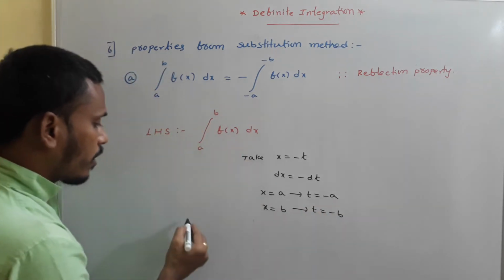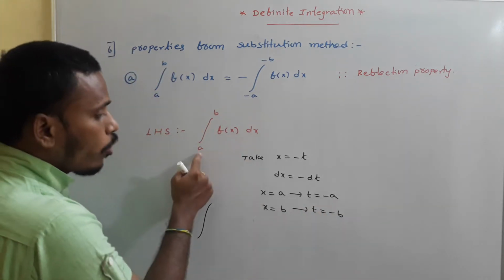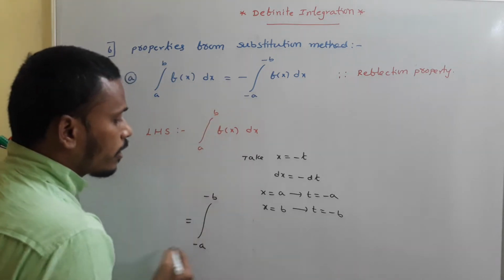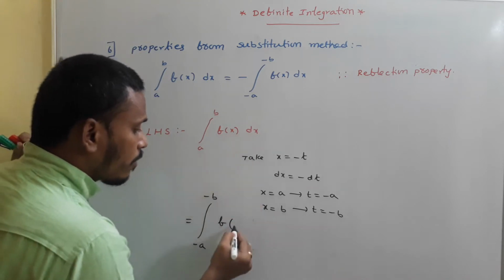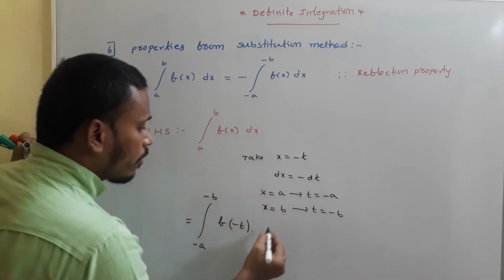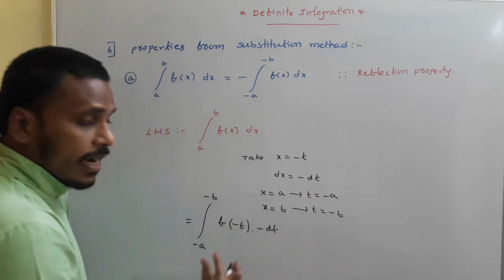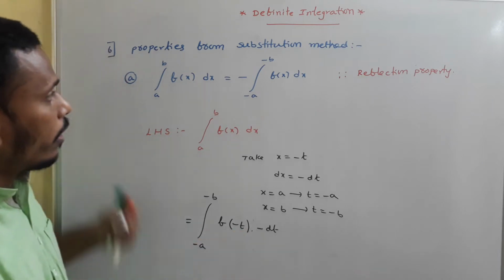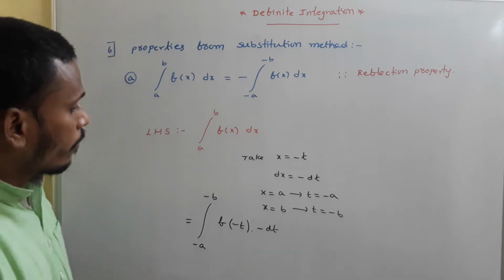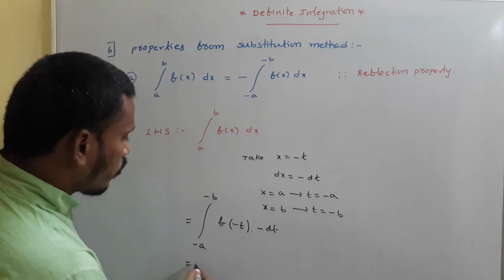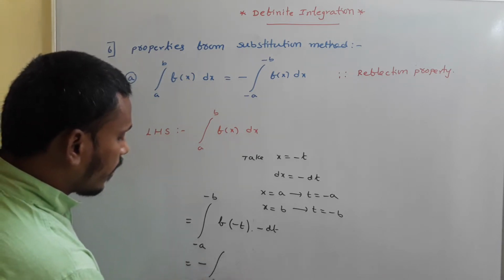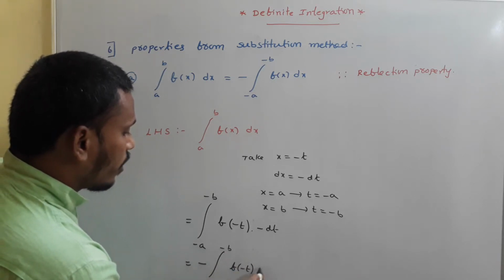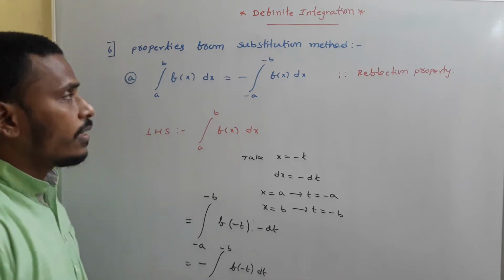And now you just simply replace here. This is equal to integral, this lower limit related to a, t is minus a, this upper limit related to b, t is minus b, and f of x is simply f of minus t, and dx is nothing but minus dt. There ends the problem. See, you just write this minus out and we have f of minus t dt. Okay, so this is equal to what? Minus integral from minus a to minus b f of minus t dt. Okay, that's the right hand side.